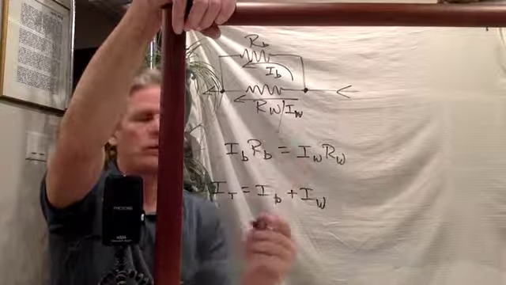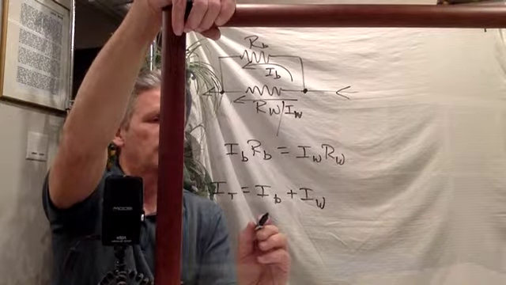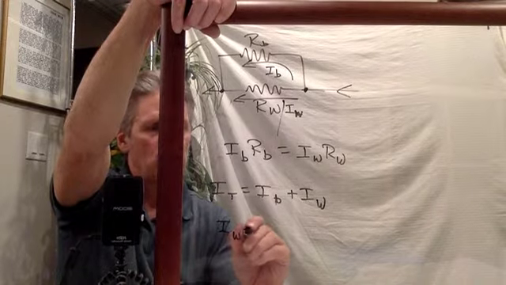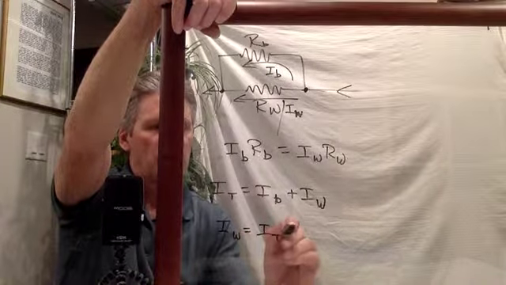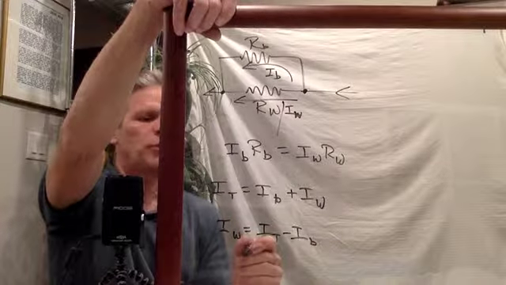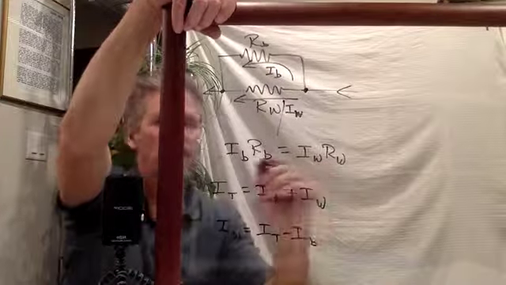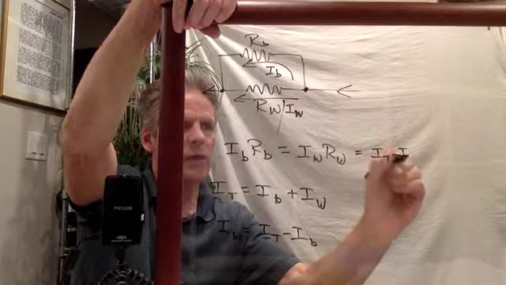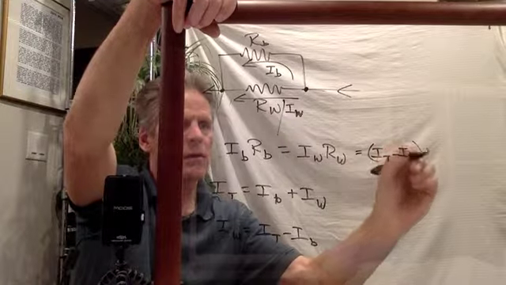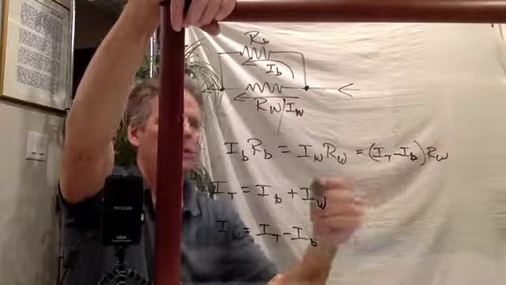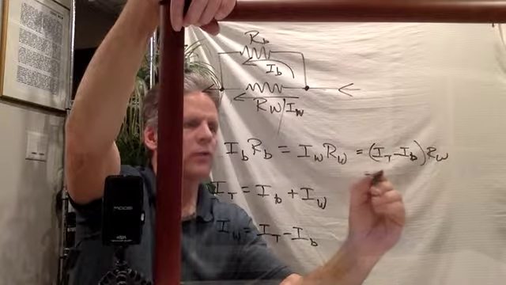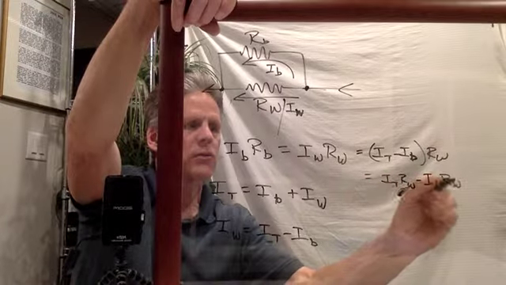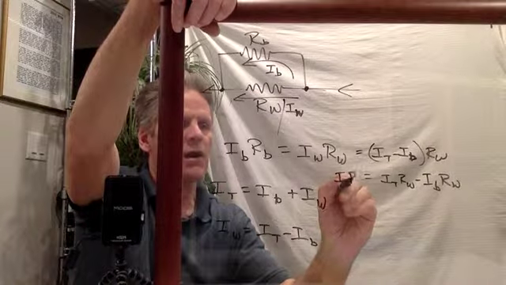And so we're just going to do some very simple algebra. And let's see, what do I want? I want IW in terms of IB. So IW is equal to IT minus IB. Doesn't get much simpler than that for algebra. I'm just going to substitute that into here. So we now have IB RB equals (IT minus IB) times RW. And let's do a little bit more algebra. IT RW minus IB RW equals IB RB.